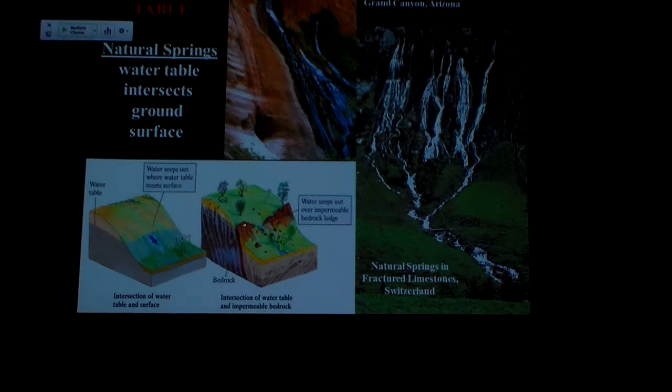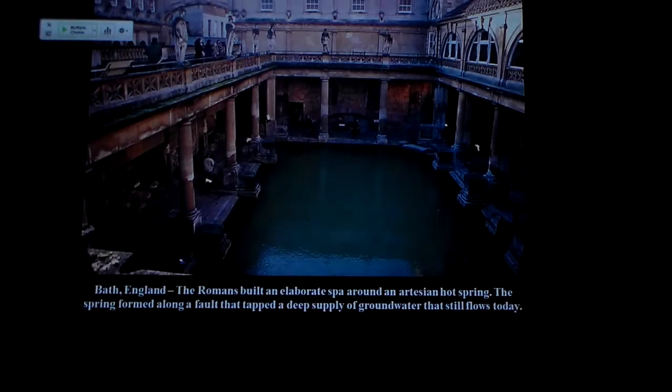Or maybe it's a sign of fractures, and this spring is just a fracture that's intersecting the surface, and we're draining the fracture system back there. So it may not be that there's just a single big aquifer there. It may be that it's just a localized system.